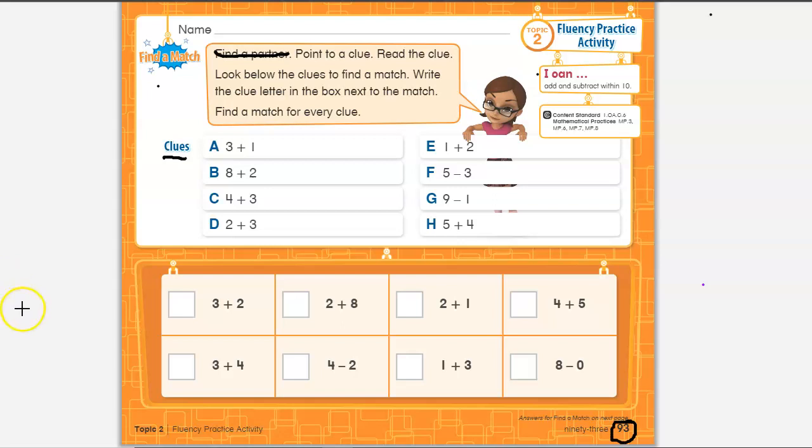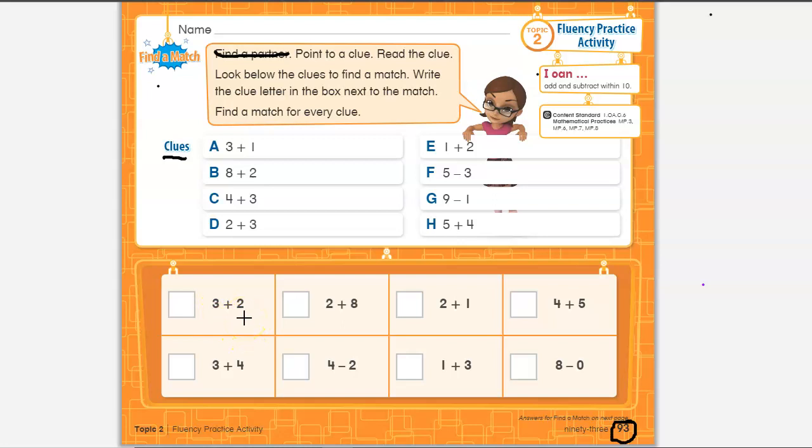For example, I'm going to show you how we would do this. I'm going to look at this first problem here down by the box. I have 3 plus 2. When I'm looking at the clues up here, I need to find a clue that would match the equation 3 plus 2. I want you to think about in our lessons when we talked about add-ins. Add-ins are the two numbers that make up an addition problem. For example, 3 is an add-in and 2 is an add-in.